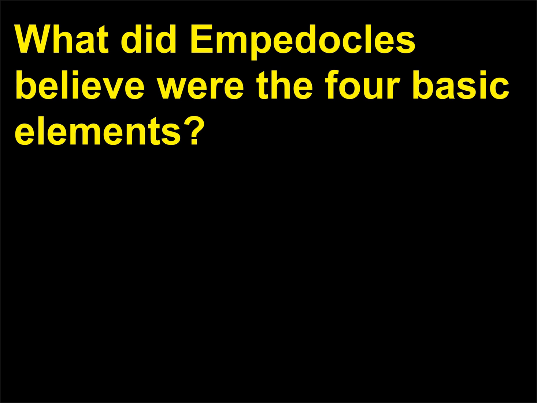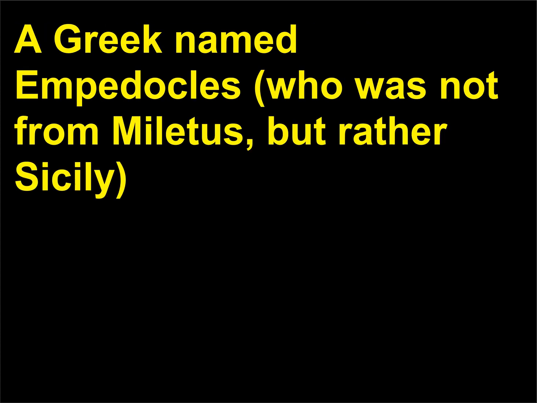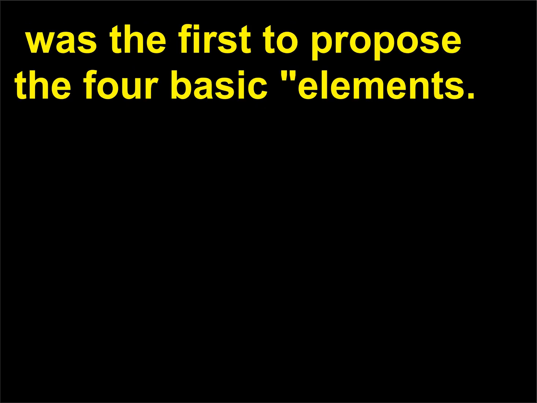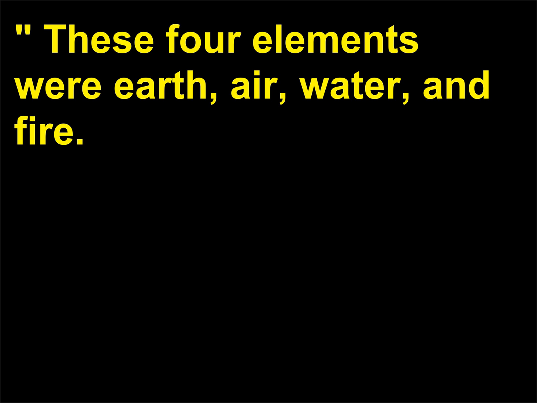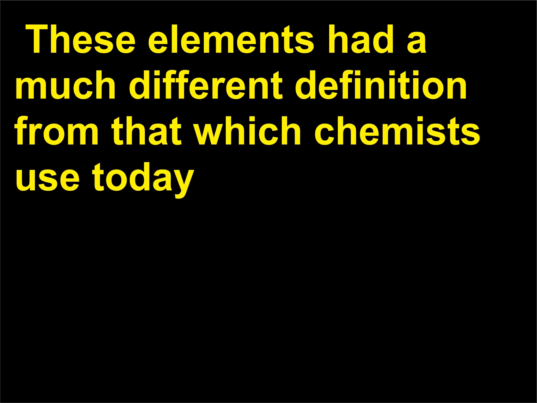What did Empedocles believe were the four basic elements? A Greek named Empedocles, who was not from Miletus, but rather Sicily, was the first to propose the four basic elements. These four elements were earth, air, water, and fire. These elements had a much different definition from that which chemists use today, which we'll get to later.